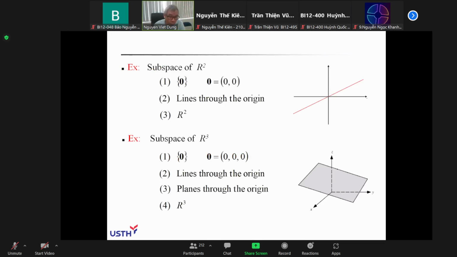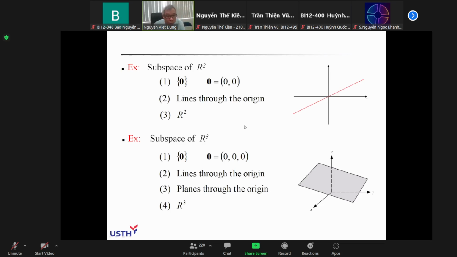already from high school. For space, for the plane, I mean the coordinate plane, mặt phẳng tọa độ. Any straight line going through the origin will be a subspace of the R2, the 2 space. And any other straight line not going through the origin cannot be a subspace.